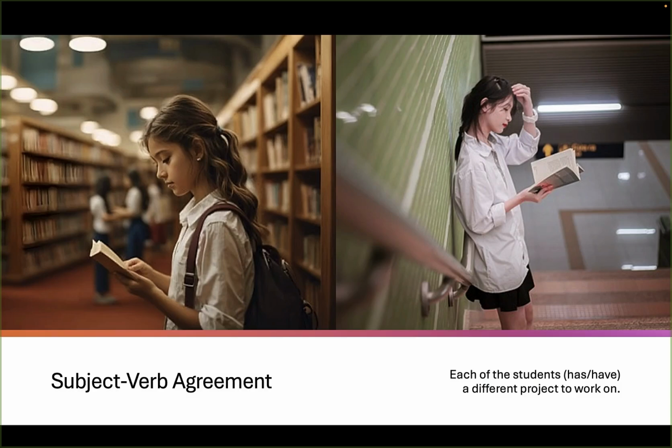Okay, now choose the correct verb to complete this sentence. Each of the students has or have a different project to work on. What do you think? Each of the students has or have a different project to work on. The answer here is has. The reason being is that each is singular, so the verb should be in the singular form as well, which is has. The incorrect answer, have, is incorrect because it is the plural form, which does not match the singular subject of each. So it's important to understand the each here. This is a singular subject, each is.